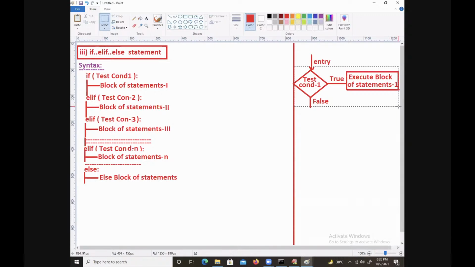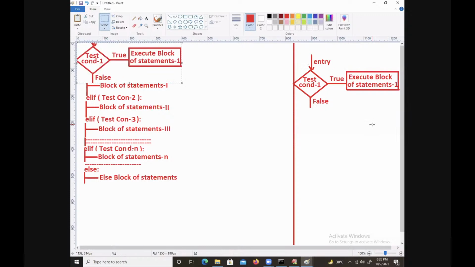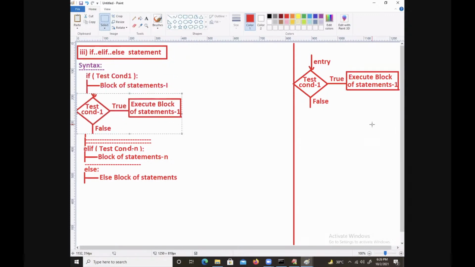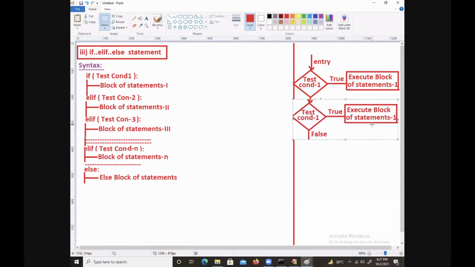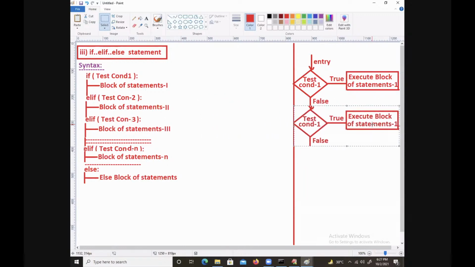Just observe it. I am writing these diagrams so that you can understand more easily and in a more user-friendly way. That is why I prefer to write these diagrammatic explanations.